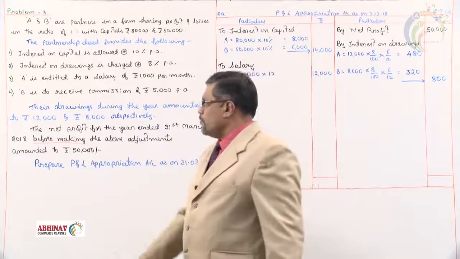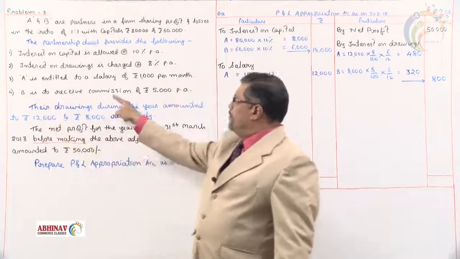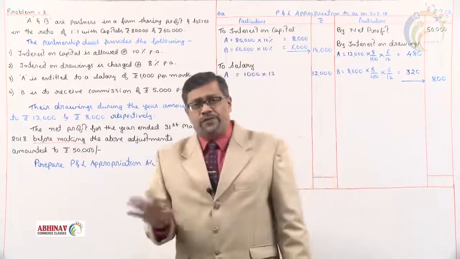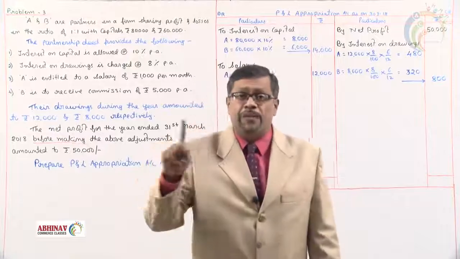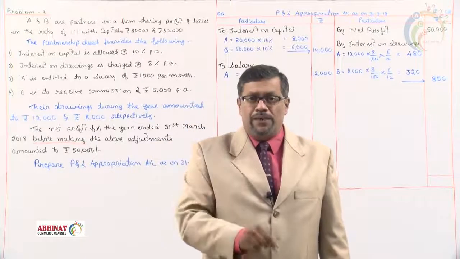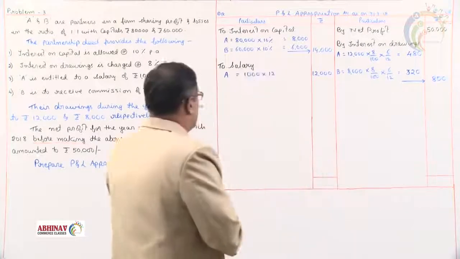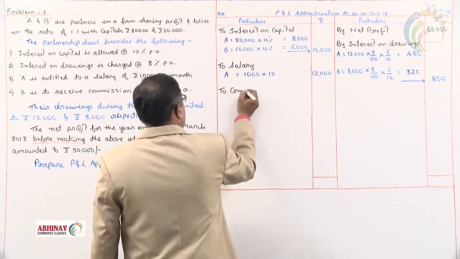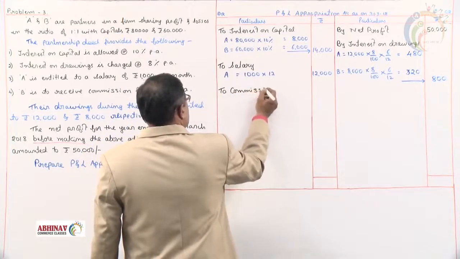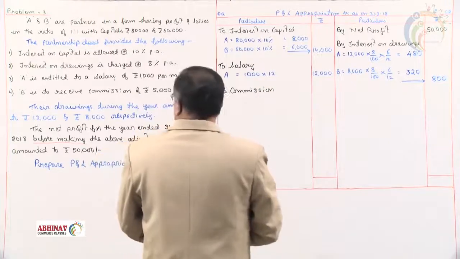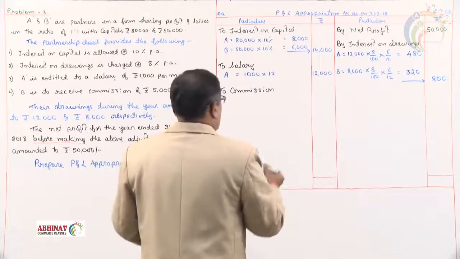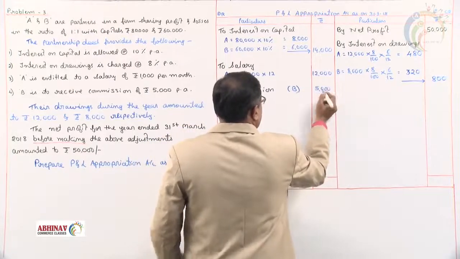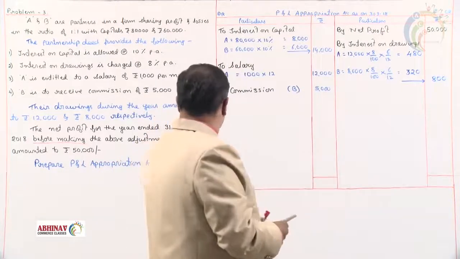Next. B is to receive commission of rupees 5,000 per annum. Per annum means for the full year. Again, firm is paying commission to B. So for the partnership firm, it's an expense. Expenses on the debit side. To commission. Commission is paid to whom? B. There is no need to calculate anything as it is directly given as 5,000 per annum.